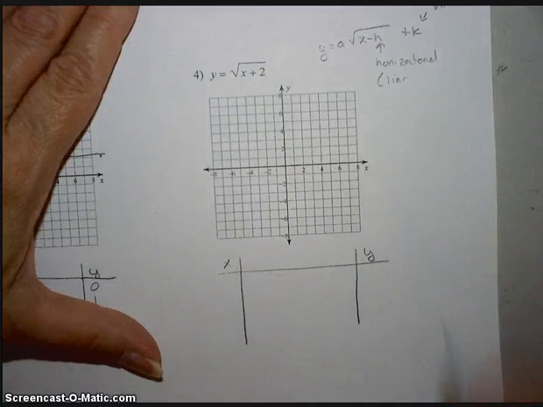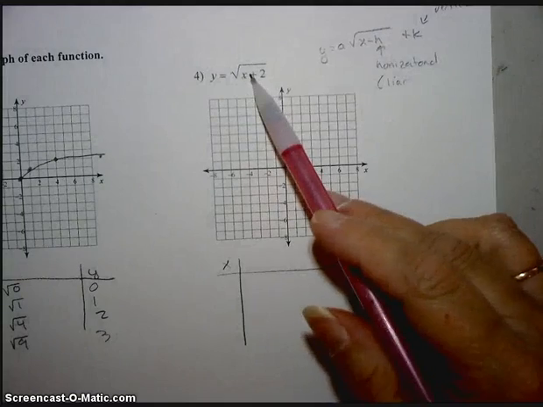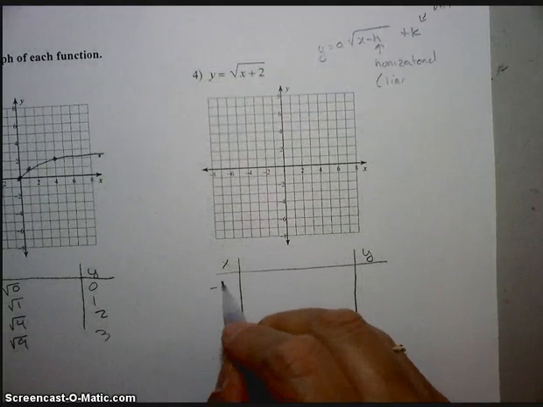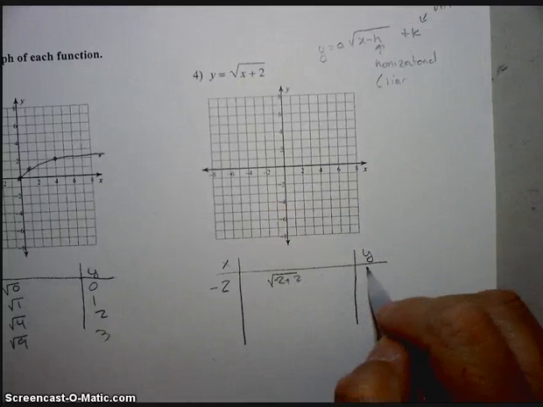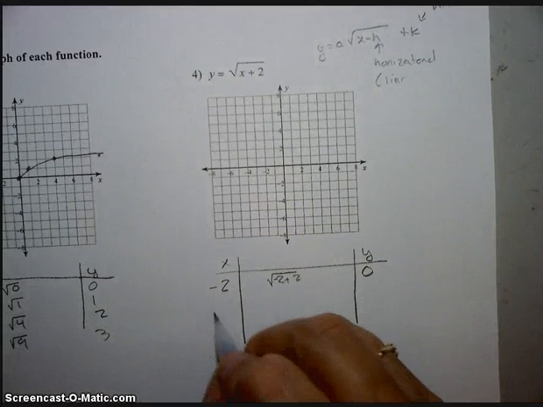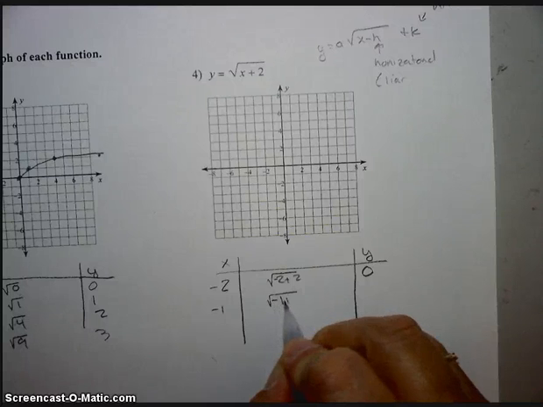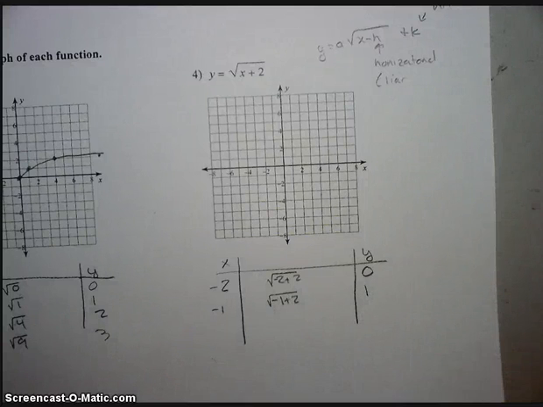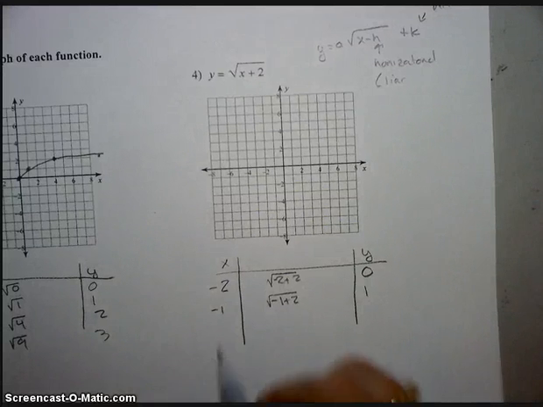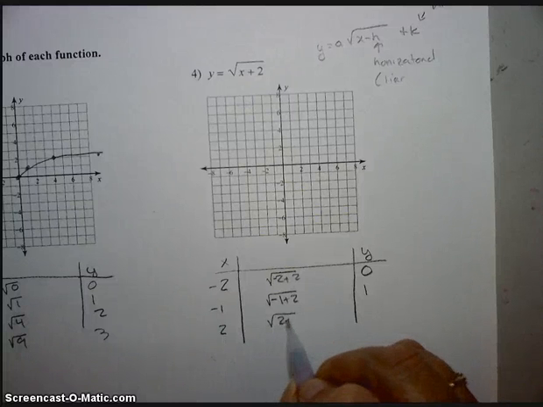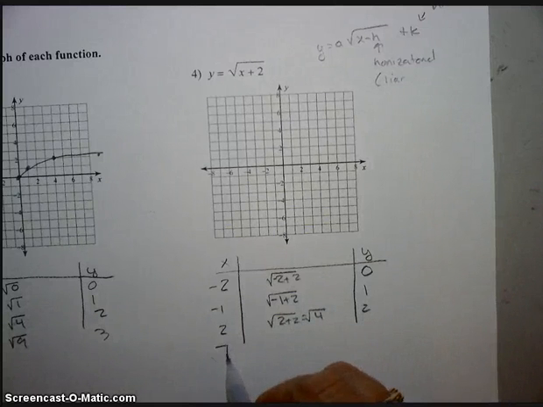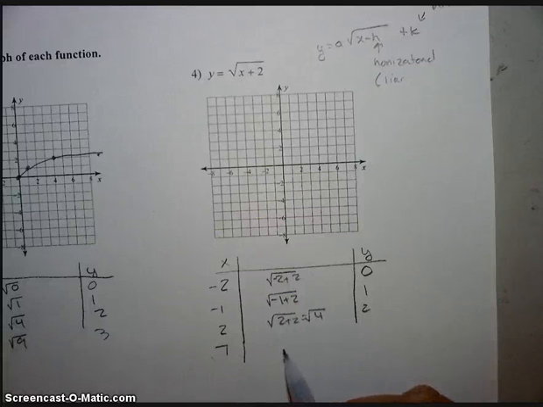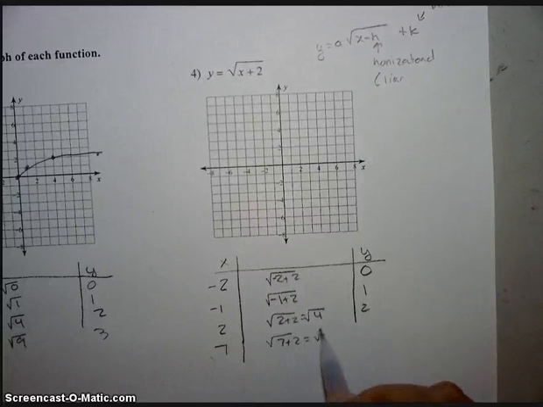So we always want to start where the value under the radical is going to be 0. If I start with negative 2, negative 2 plus 2 under the radical is going to give me 0. So the square root of 0 is 0. Then if I go to negative 1, negative 1 plus 2 is going to give me 1. The square root of 1 is 1. The next number I can look at would be 2, because 2 plus 2 gives me 4, and the square root of 4 is 2. And then the next one will be 7. When x is 7, 7 plus 2 gives me 9, and that would be 3.